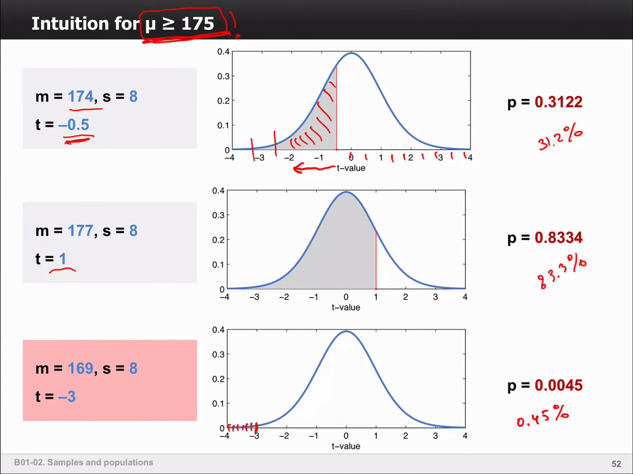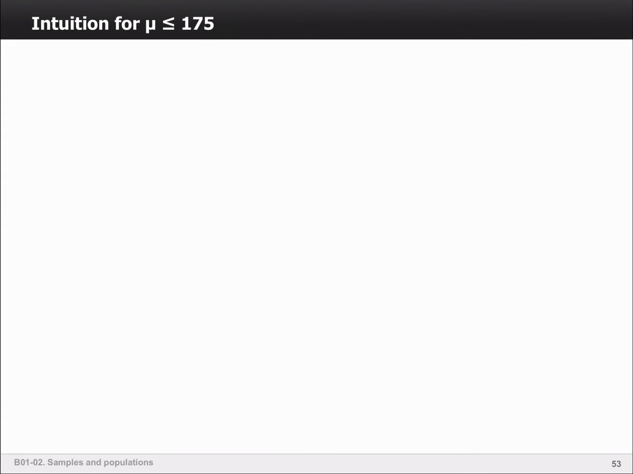Okay. Now let's consider another hypothesis. So in this case, we assume that average height of people in our city does not exceed 175. So it's 175 or smaller, right? So in this case, we have an opposite situation. Every time sample has average below 175, it's not extreme. But if sample has average above 175, it will be extreme. So in this case, positive t-values will be extreme. In this case, we have to use right tail to calculate a p-value.